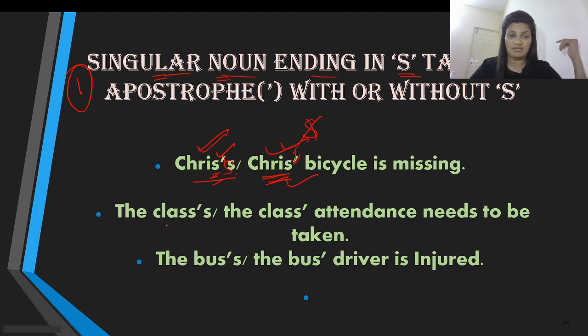Now over here, class is a singular noun. You can see that over here we have used both the apostrophe and letter S, and here we have only used the apostrophe alone. Both are accepted concepts. You can go ahead with either of your choice. The same is with the bus: apostrophe S, or just the apostrophe, no S. So this is one of the rules.